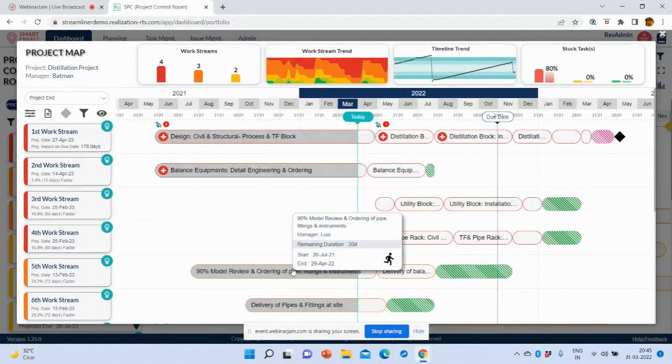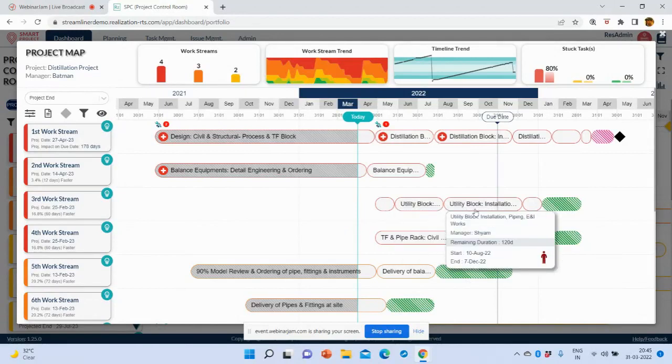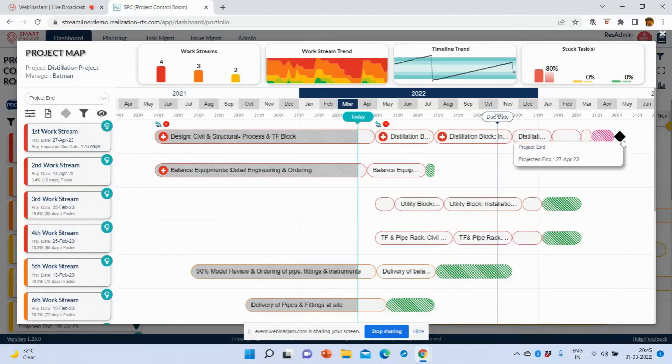Whereas from the third work stream onwards, you can see the size of the buffer is pretty big. So you don't need to worry too much about them. Even if they get delayed a little bit while getting executed, there's enough cushion available to protect them from hurting the end date of your project, which is the diamond. So this is the primary construct.